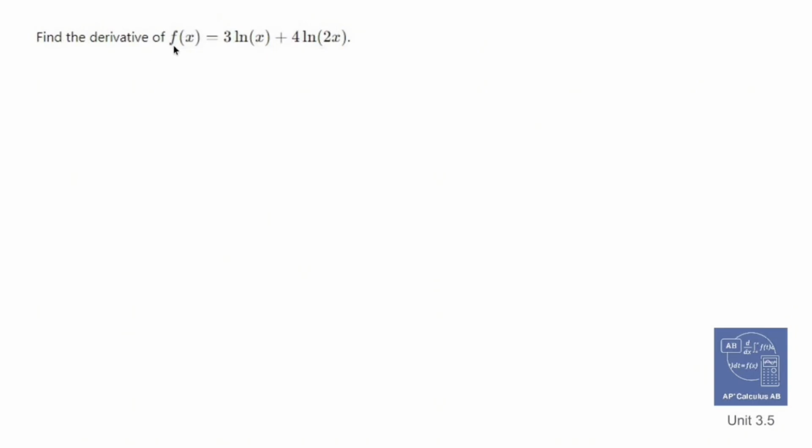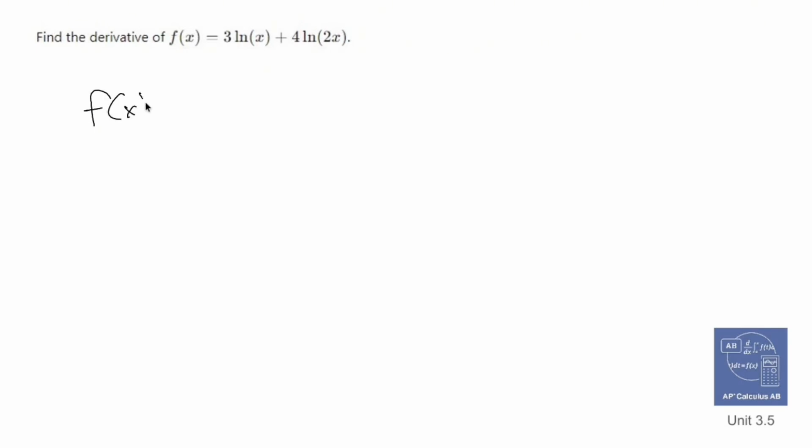Find the derivative of f of x equals 3 ln of x plus 4 ln of 2x. Now you might be looking at this and saying, oh, that's not that bad. I mean, that's regular and that's chain rule. But since this is this section, we're going to think outside the box a little bit. These are both ln's and I'm adding them. So why don't I just combine them into one single logarithm?